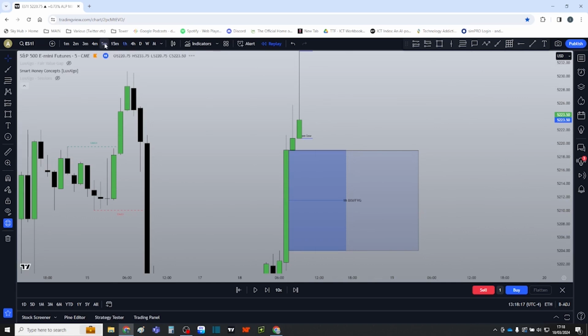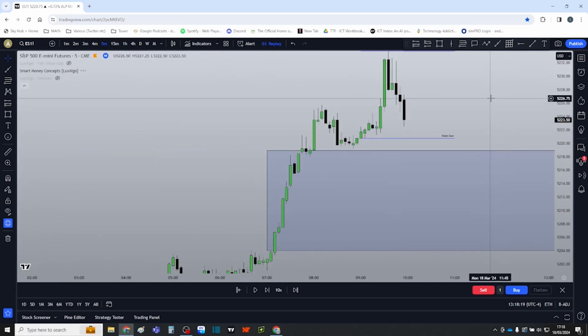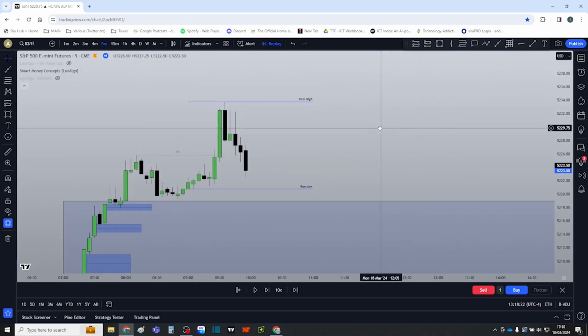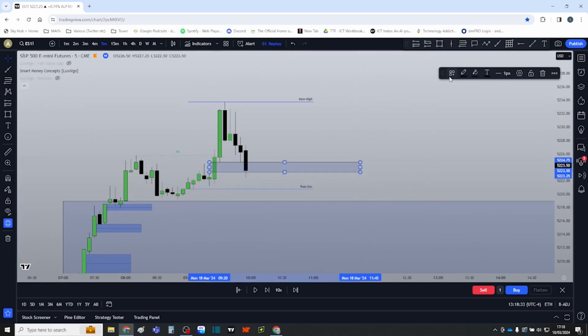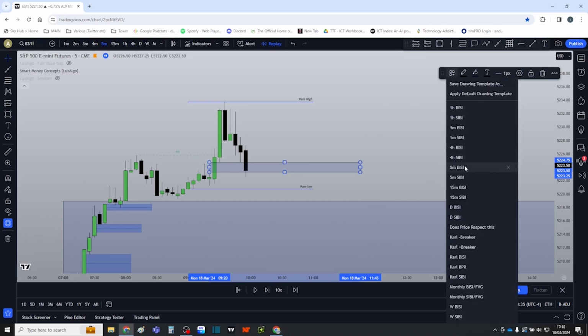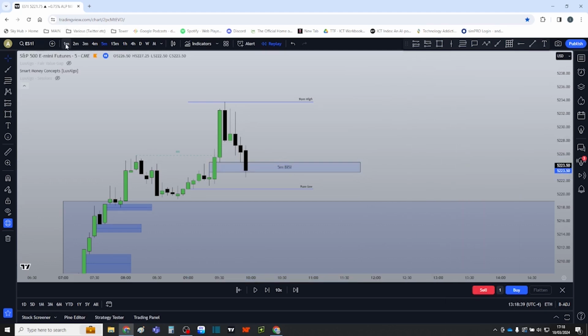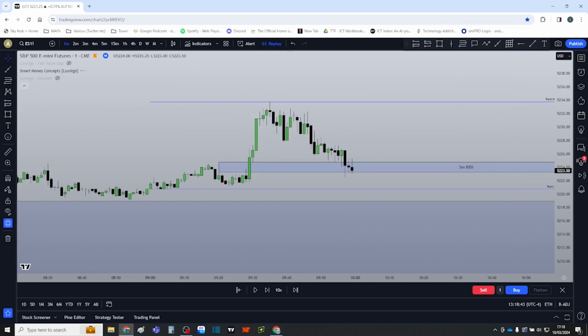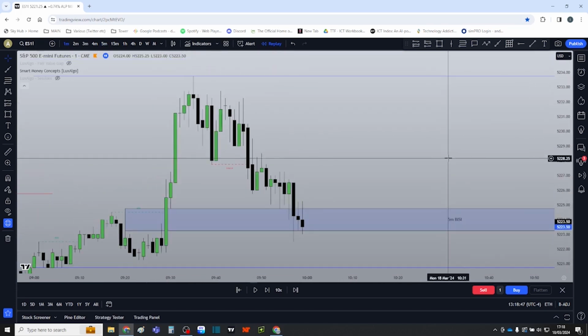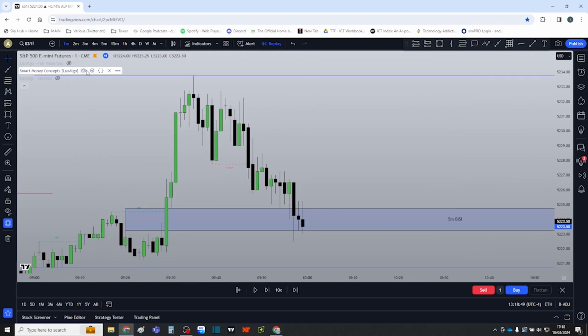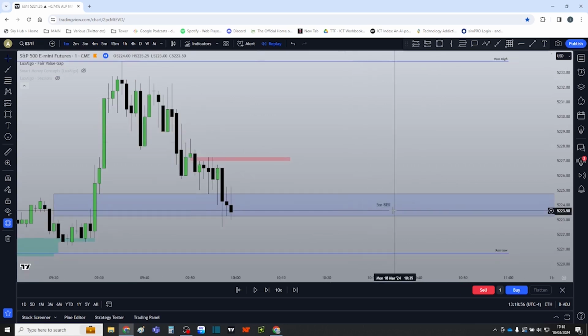Let's then go down to the 5 minute and see if there is anything of interest on the 5 minute chart. For me, the big thing that stands out straight away is we have a fair value gap right there. It's a 5 minute fair value gap, so we'll mark that one off as such. Then we drop down to the 1 minute and I'm looking and saying, is there anything of interest? What I'm looking to see is how price reacts to this 5 minute gap. Let me just turn that indicator off.